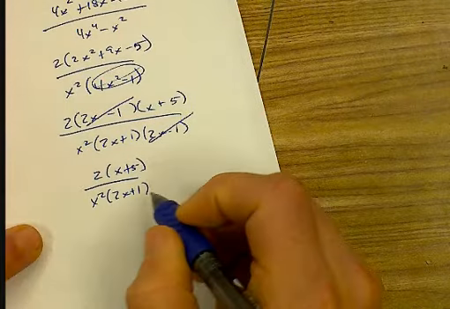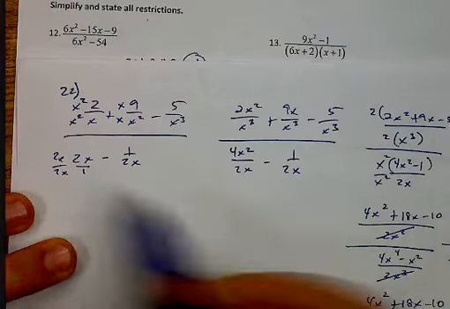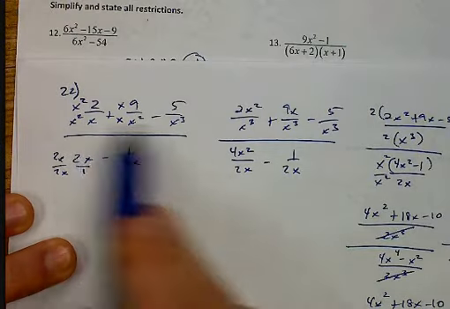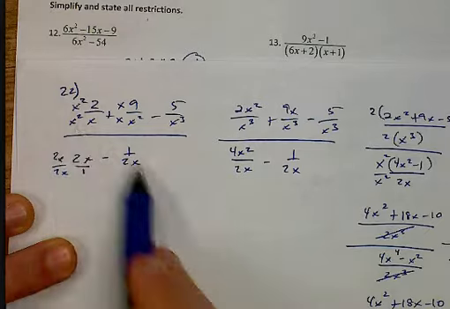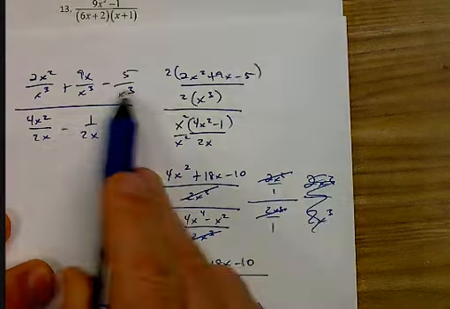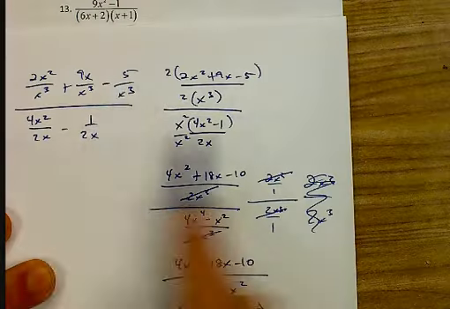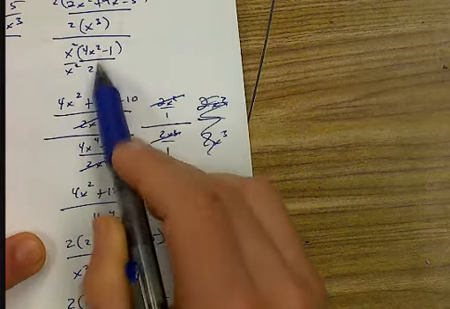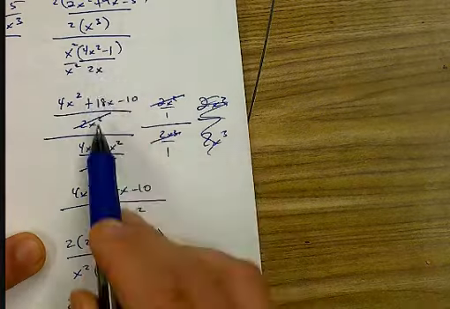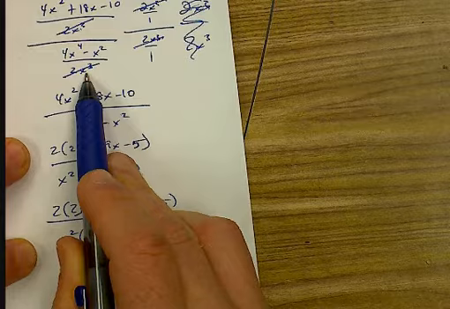Now we need to think about domain restrictions. I like to go back to the beginning of the problem. Look at all your denominators here. The only thing restricted in that is that x can't be 0. Look at your next step. Still x can't be 0. Check your denominators. Still x can't be 0. Still can't be 0.